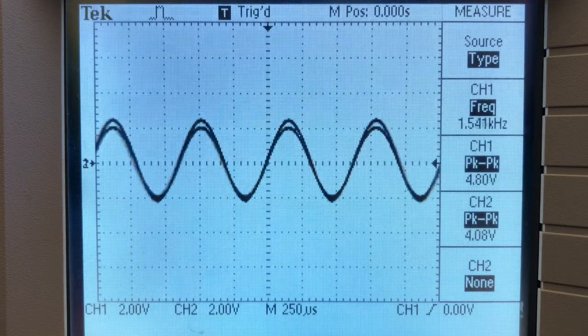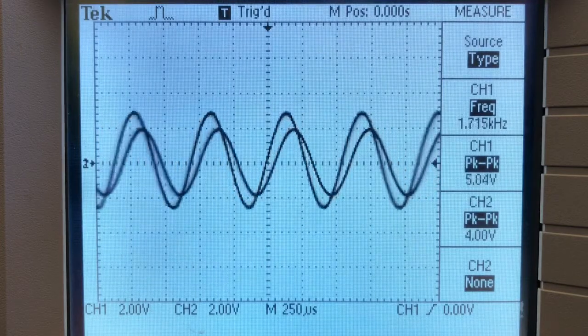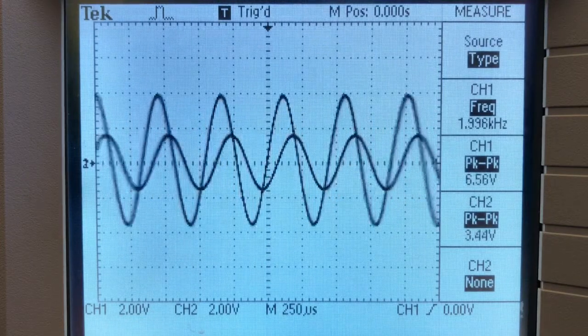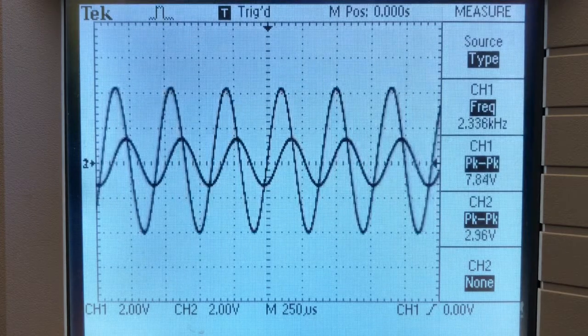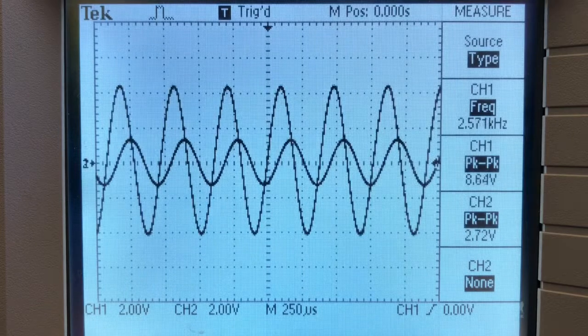If I keep going up in frequency, you can see that not only does the current get smaller, but it starts to lag the voltage across the circuit. So when we were at low frequency, the impedance was dominated by the capacitor, and now that we're at high frequency, the impedance is dominated by the inductor.